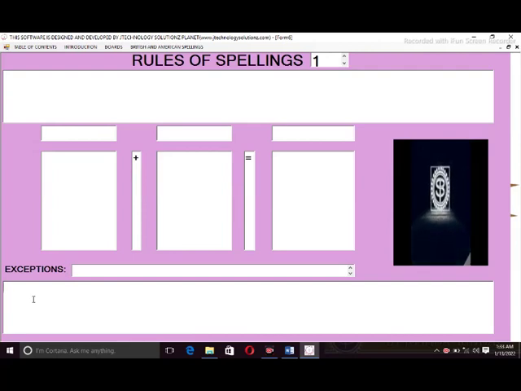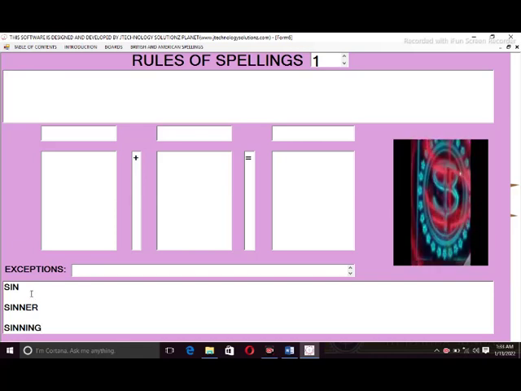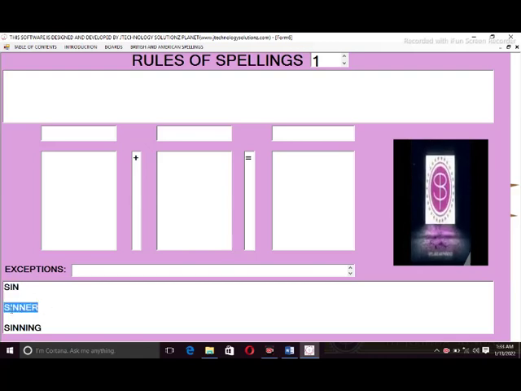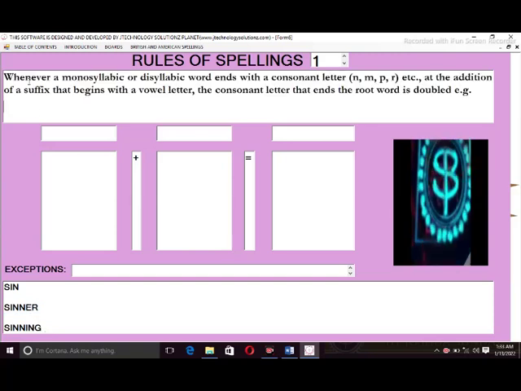Now, before looking at rule 1 of spellings, let's have a quick preamble. Look at a word like sin, sinner, and sinning. A quick question: why is it that sinning has one N and sinner has two N's? Let's look at rule 1 of spellings.